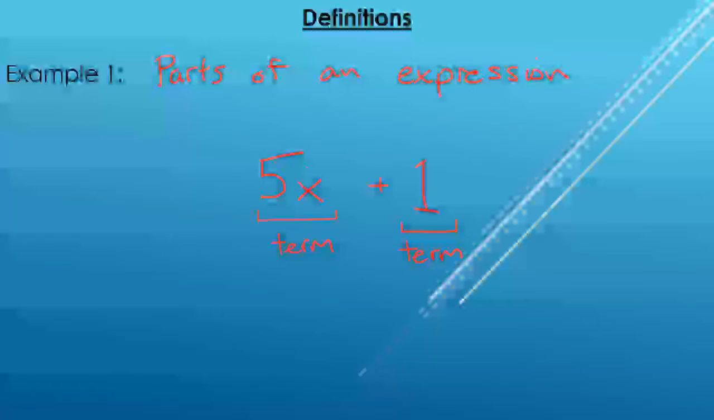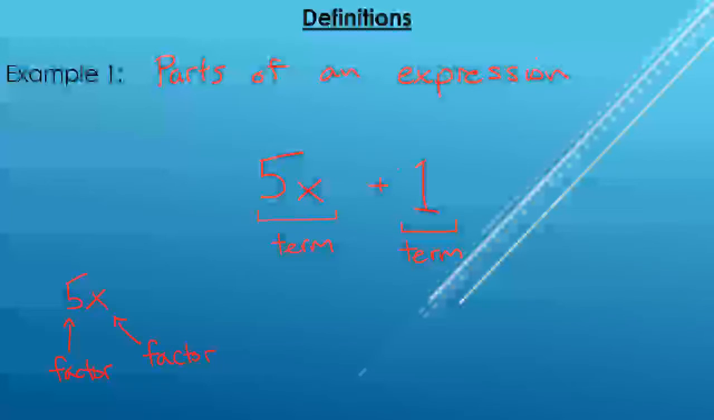So let's start with the 5x. So these are both factors because they're being multiplied to each other. So anytime you've got things being multiplied to each other, you could call the individual parts factors. So 5 is a factor, x is a factor. 1 isn't really a factor. It's not being multiplied to anything else. It's just hanging out by itself, being added to the other term.